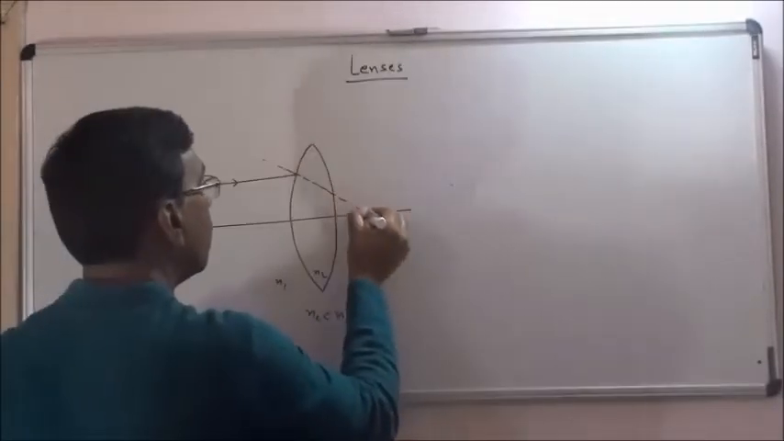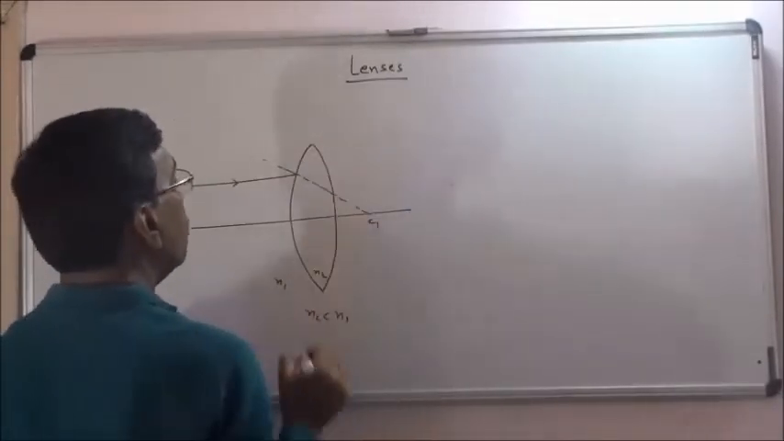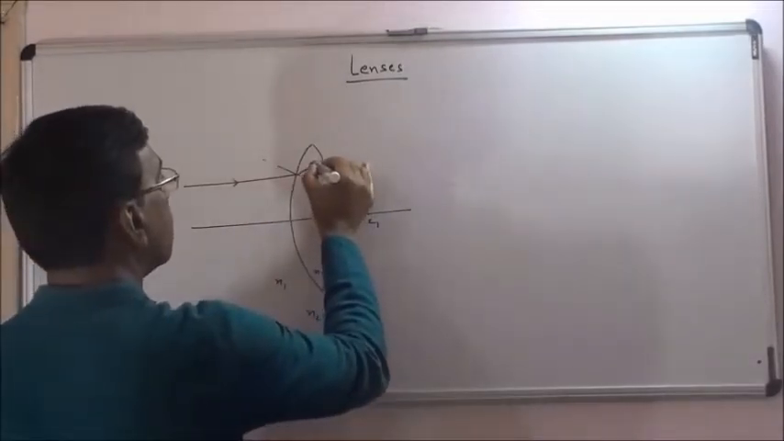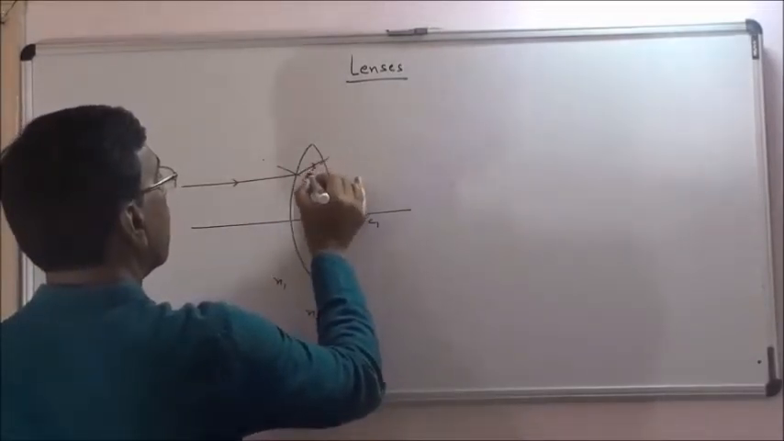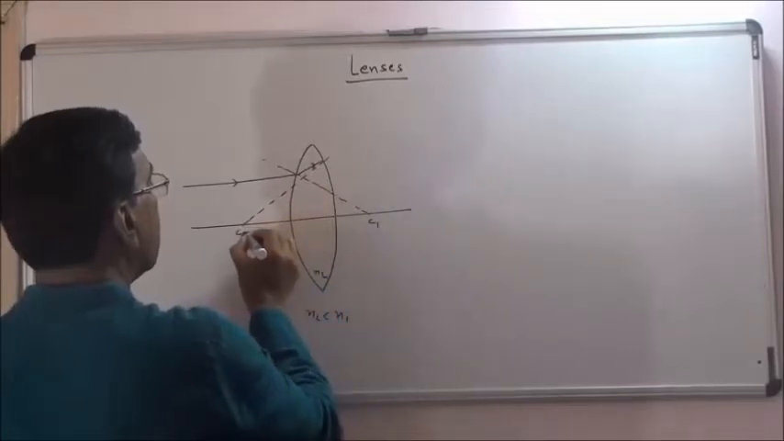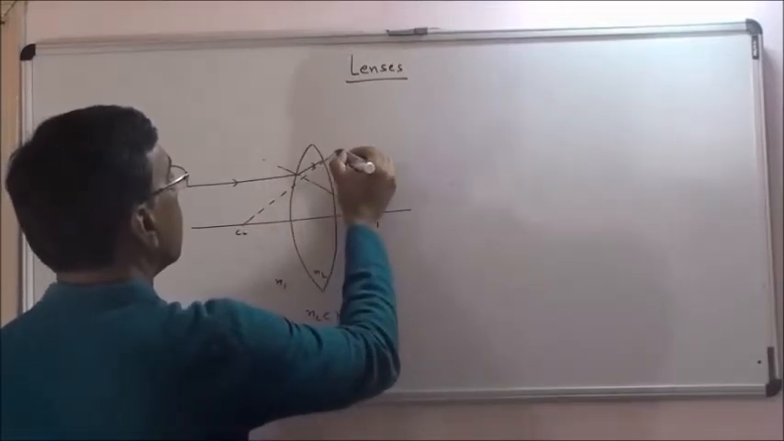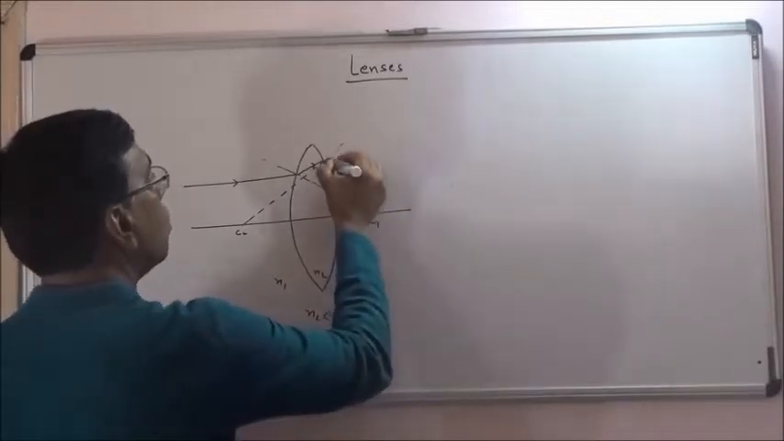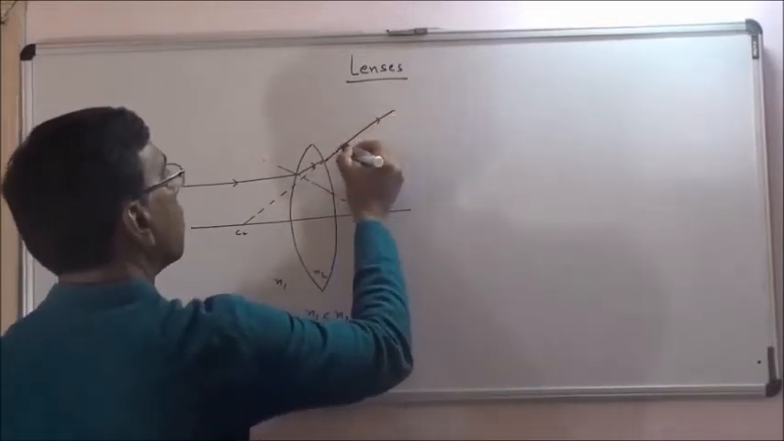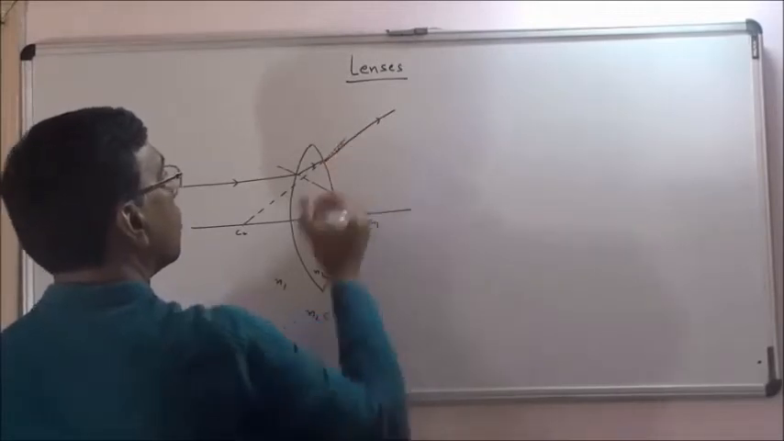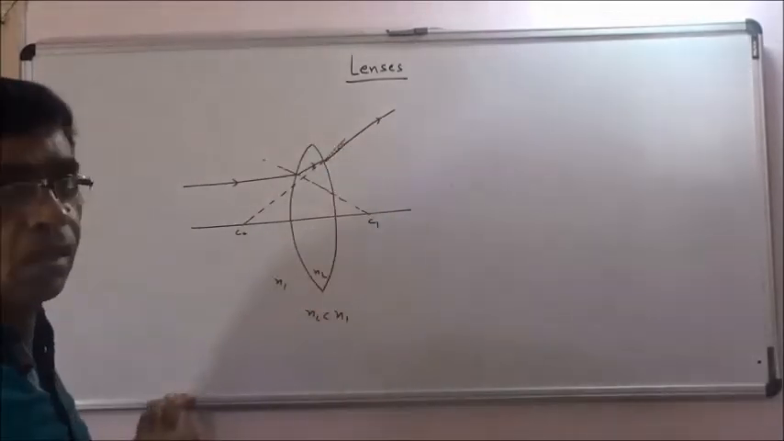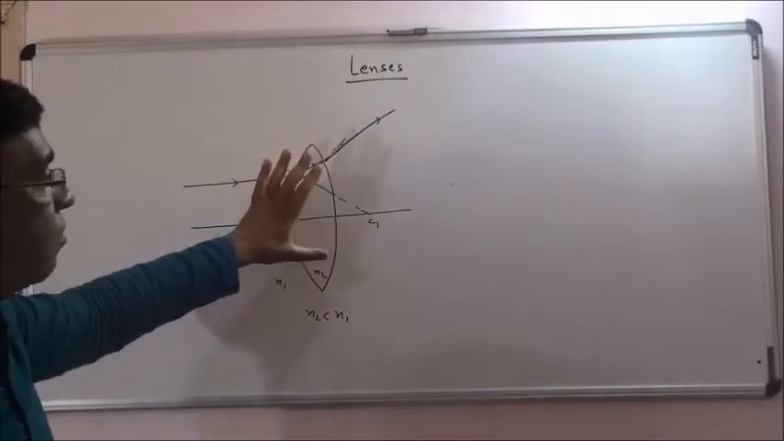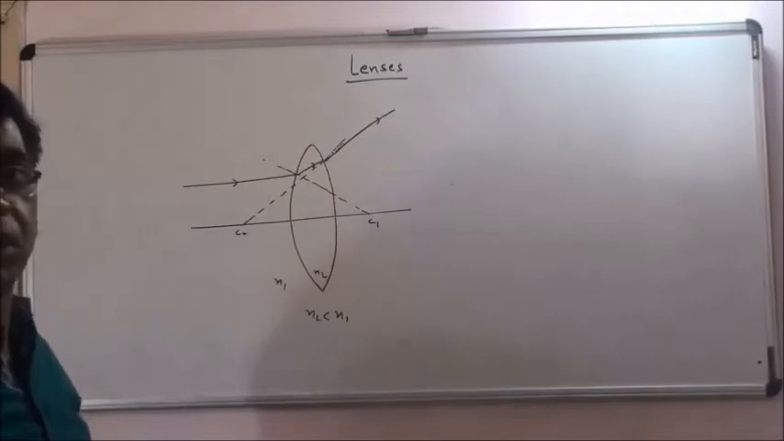Normal, C1, it moves away from the normal. So it will move somewhere here. And now again, it is moving in this direction, but it will come closer to this, so it may move like this. So the same shape, convex, may act as a converging lens.